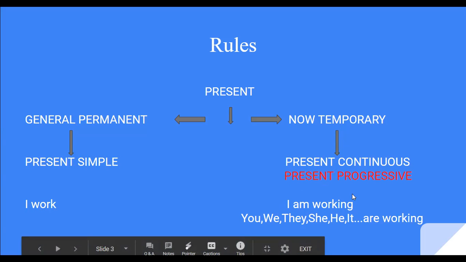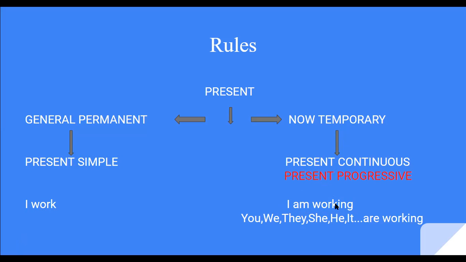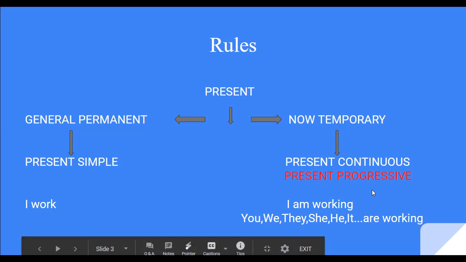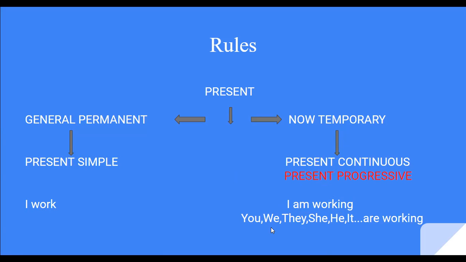As we can see, "I am working" is formed by the subject, like I, plus the to-be form, which here is am, and the verb, which is work, with the -ing form. That's how the present continuous tense is formed. Similarly, we can use examples like you are working, we are working, they are working, or she is working, she is listening, or he is listening.